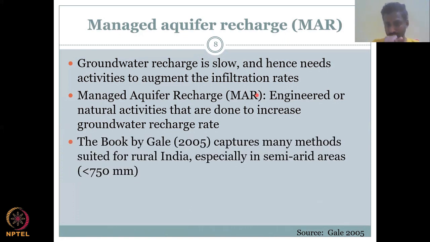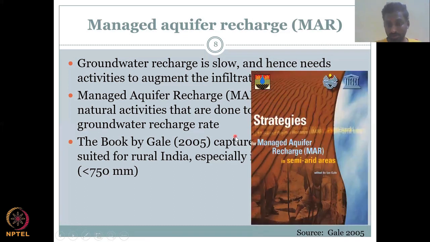The book by Gale, 2005, captures methods for rural India, because there are a lot of examples from rural India, especially in semi-arid areas where rainfall is less than 750 millimeters, or rainfall is only concentrated in particular monsoon months. So what happens is you are capturing the rainfall, you are storing the water in particular methods to recharge locally in the aquifer. As I said, the book is free and open source. It looks like this. Please go ahead and download and read it for better understanding about Managed Aquifer Recharge in semi-arid areas. Because if it's totally dry, there's no rainfall to capture and put in the aquifer.